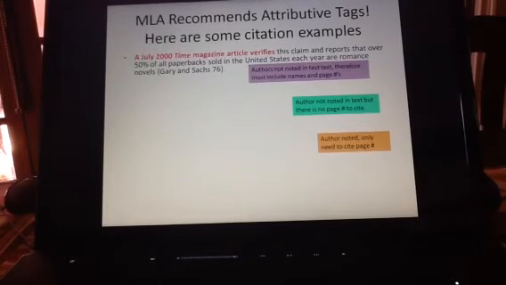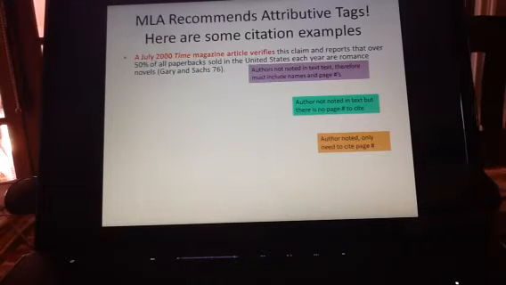So let me go through another example. Just look at the purple little square there to give you insight into that particular example. It says, a July 2000 Time Magazine article verifies. Now, there is the attributive tag. They chose not to use the author, but to use the title Time, because that's a recognizable periodical. So Time is the title, and they also noted the date, July 2000. Because in this case there are two authors, Mr. Gary and Mr. Sachs, who were not noted in the text, they must be included at the end of the information. And again, remember that the in-text parenthetical citation is part of the text, meaning inside the period. So you want to include it.